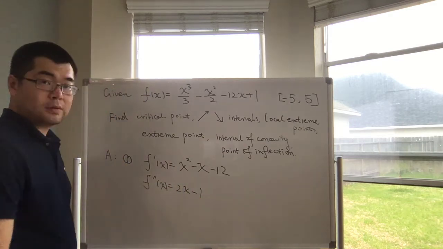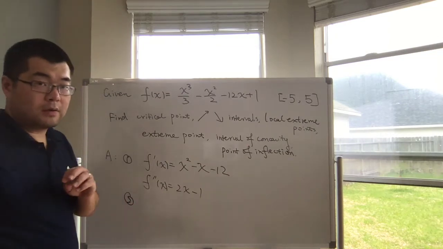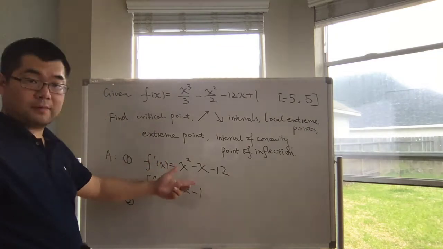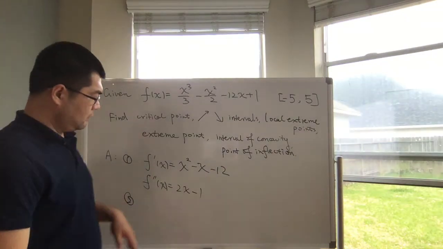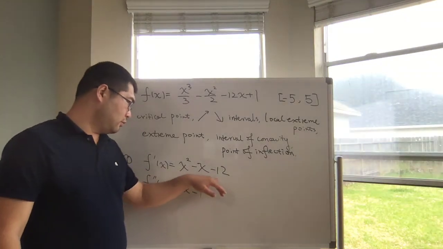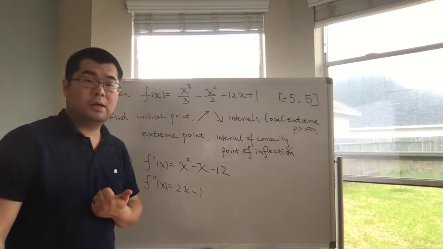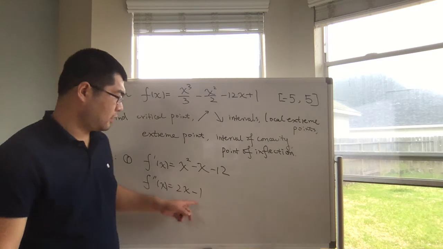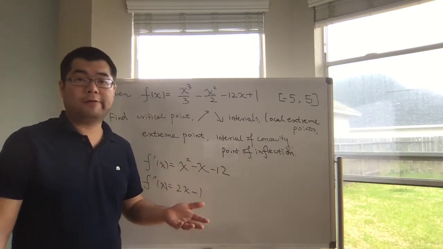Okay. So that's the first step. And step 2, I would like to solve for the zeros of the first derivative and the second derivative. Because from the first part, we're trying to figure out the critical points. And from the second part, we're trying to figure out the candidate to be a point of inflection.